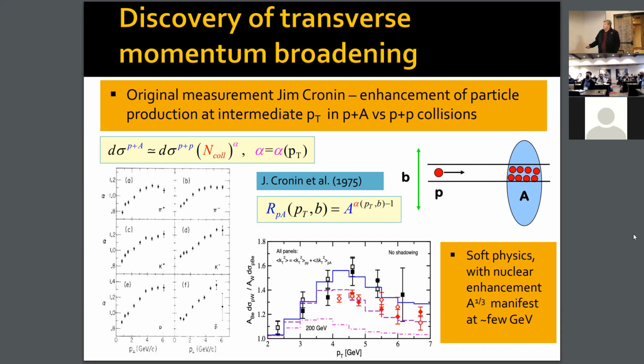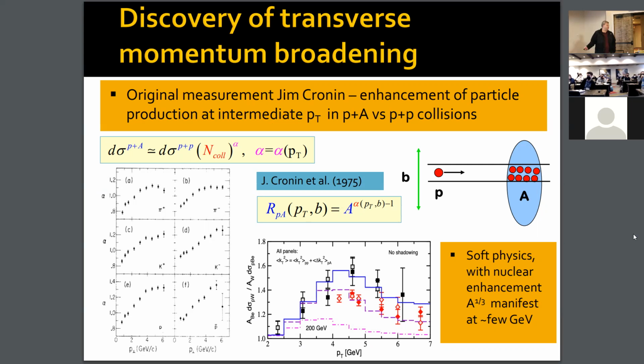The beam energies, that was a fixed target experiment. The center of mass energies go from about 20 something to 38.8 GeV, but it was not a collider experiment, it was a fixed target experiment. So the proton beam varied from 200 to 400 GeV, to 800 GeV. And 800 GeV gave about root s. So those were the energies.